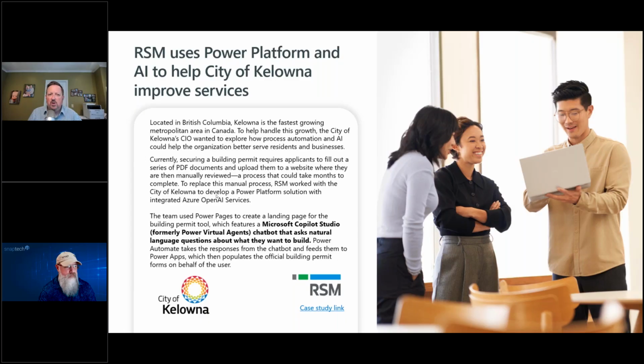And so the City of Kelowna built a Copilot, formerly Power Virtual Agents, and they built a chatbot where citizens of the city could just interact with the chatbot and answer all the questions it had for them about the project they needed a permit for. The chatbot would automatically populate all of the data into their systems to create the building permit that was required. So I just think that's a layup. That's exactly what we want to do.